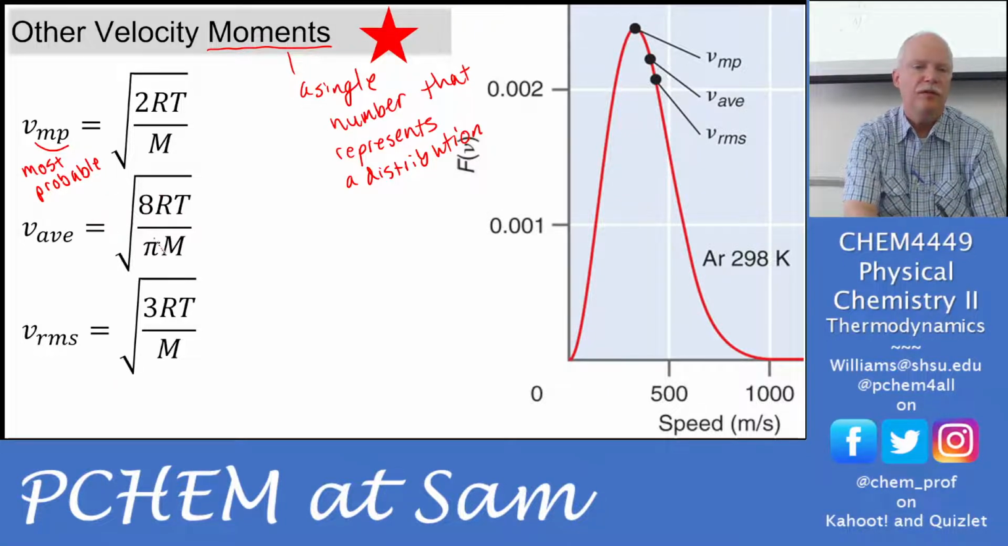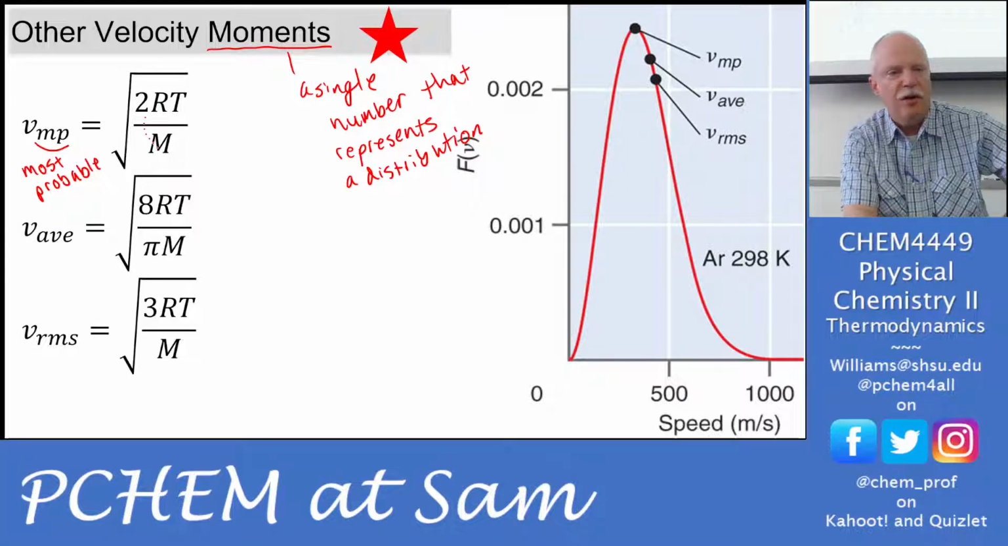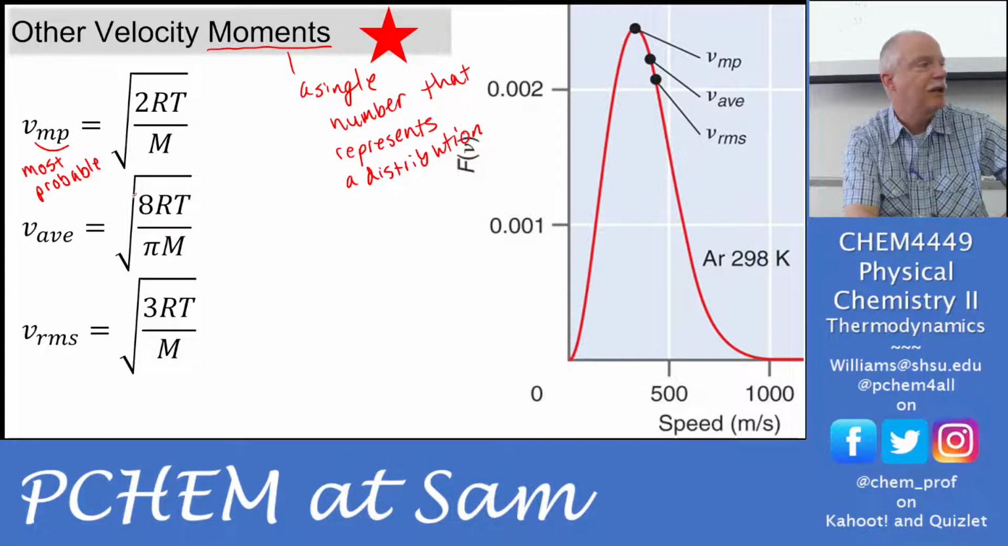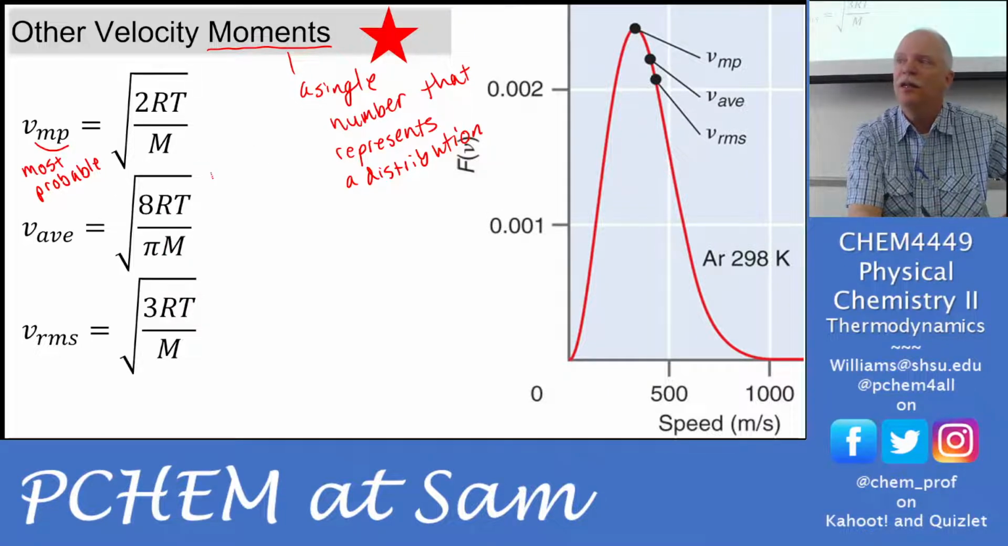But the others have other factors in there, like the average has a factor of pi and 8, and then the most probable has a factor of 2. So there are some things in here that are equal, right? The RT over M. And so if you have one and want to convert to the other, let's try to figure out how we can get a relationship between all 3 of these. And that's also in the homework. If you're given one, what is the other?